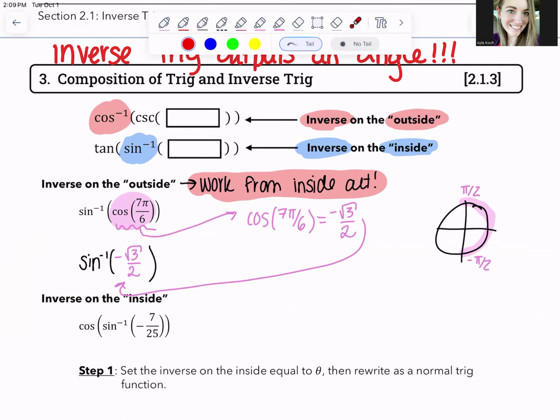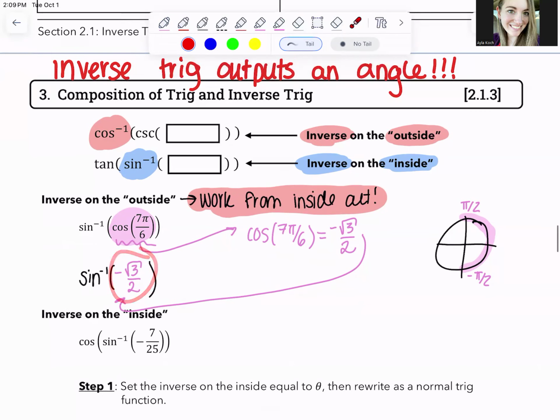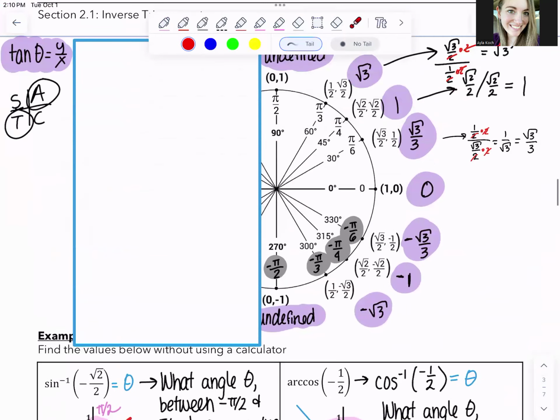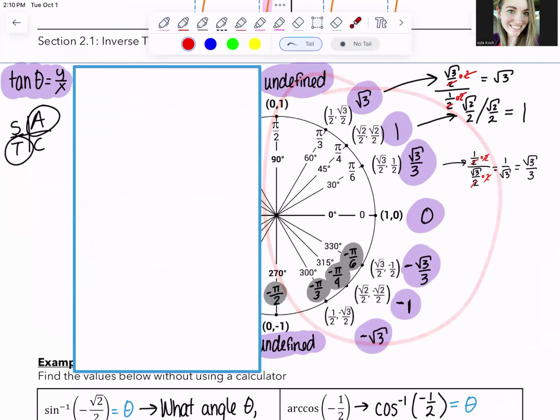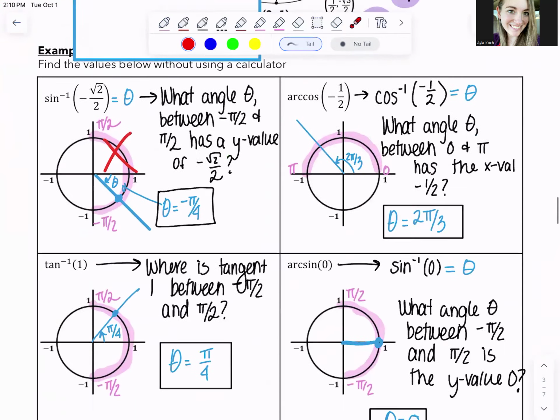We know we're going to be looking down here in quadrant 4 because this is a negative value. So we're asking ourselves, between negative pi over 2 and pi over 2, where is the y value negative square root 3 over 2? We relabeled our circle up here. There's the y value, negative square root 3 over 2, and it's at negative pi over 3.